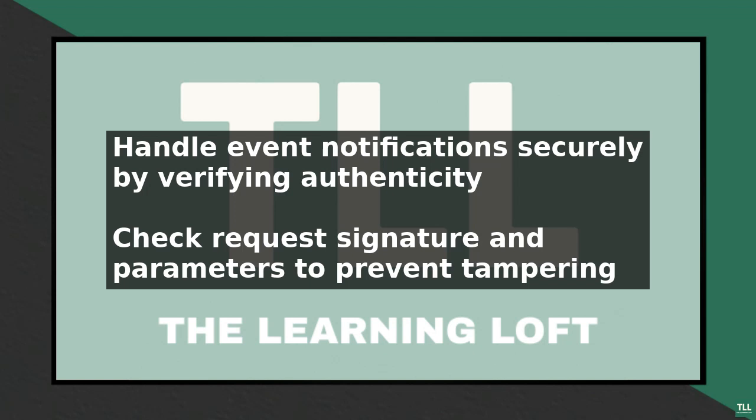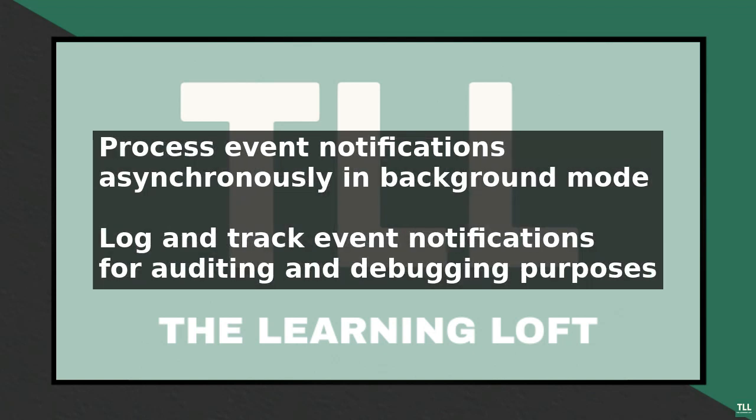To illustrate these concepts, consider a practical example. Suppose an e-commerce platform integrates with Authorize.net to process payments. When a customer makes a purchase, Authorize.net sends an event notification to the platform's server, indicating that the transaction has been approved. The server then verifies the notification, logs the event, and updates the order status accordingly.